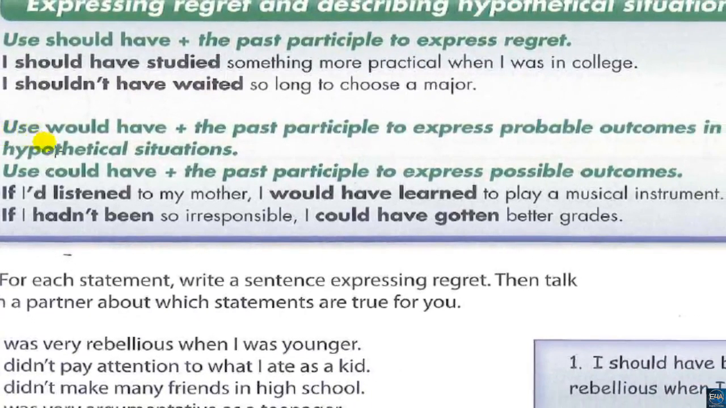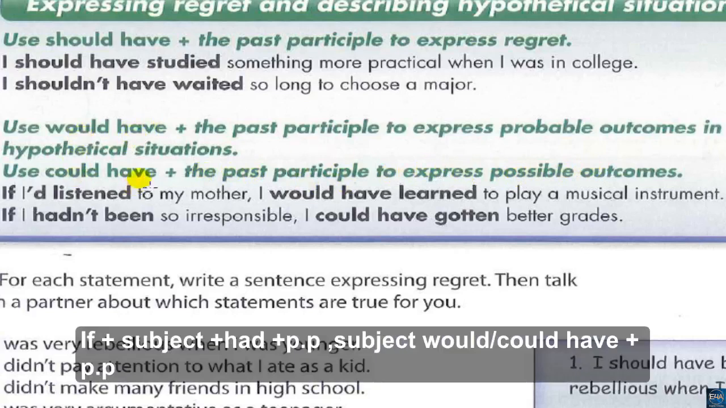To describe a hypothetical situation, I can use would have plus the past participle to express the possible outcomes, results in hypothetical situations. Or I can use could have plus the past participle to express possible outcomes. So you can use would, could have plus the past participle to express possible outcomes, possible results. Example: if I'd listened to my mother, I would have learned to play a musical instrument.